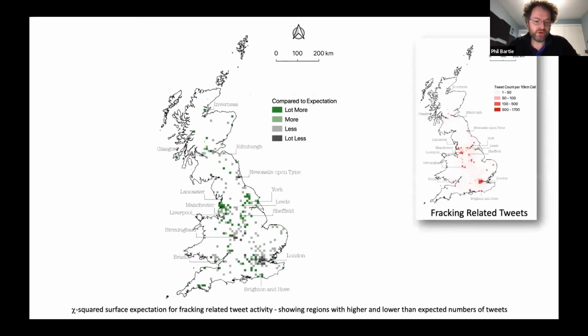So we did this for the whole UK, or whole GB. Anywhere that's colored green is saying we've got more tweets related to fracking than we'd expect there to be. Anything that's gray is saying there's a lot less tweets here related to fracking than we'd expect there to be. And on the right is just to show you again what the fracking related tweets look like. So the hotspot of London, there are a lot of tweets there to do with fracking, but compared to the number of tweets, the population of tweets that are sent from there is much lower than you expect.